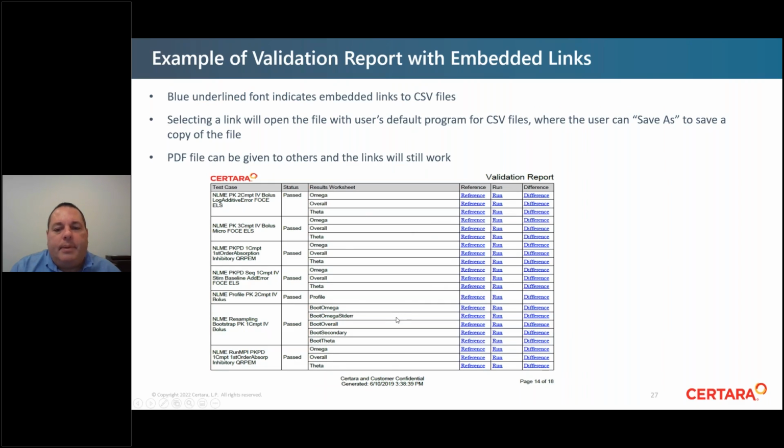This is a sample snippet from part of the report. So by test case, you get a status, pass, fail, which results were shown. The results worksheet, omega, overall, or theta in these test cases, or in the case of Bootstrap, boot omega, boot theta, boot overall, and so forth. And then there's these blue embedded links that allows you to show the reference file result, the run file result, and the difference result. So, ideally, if a test case passed, that's great. But if you want to examine one in further detail, you can see the exact files that were used for comparison to produce that pass-fail result.